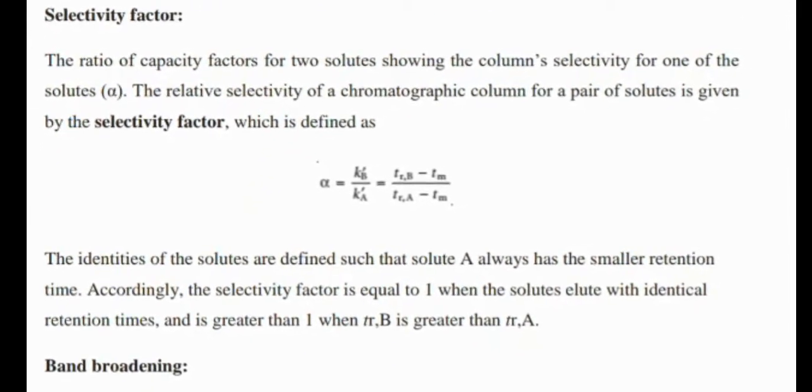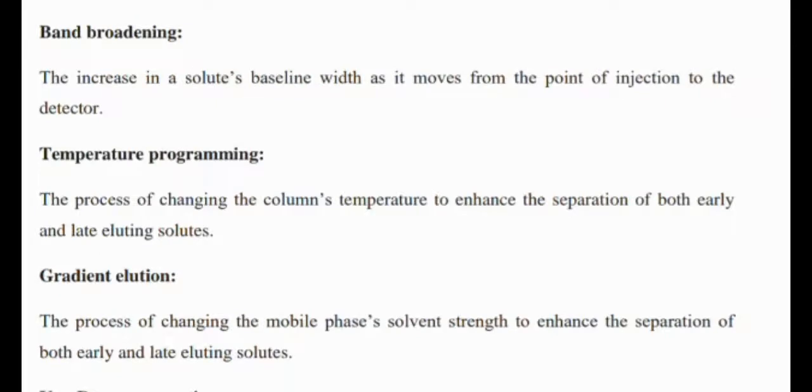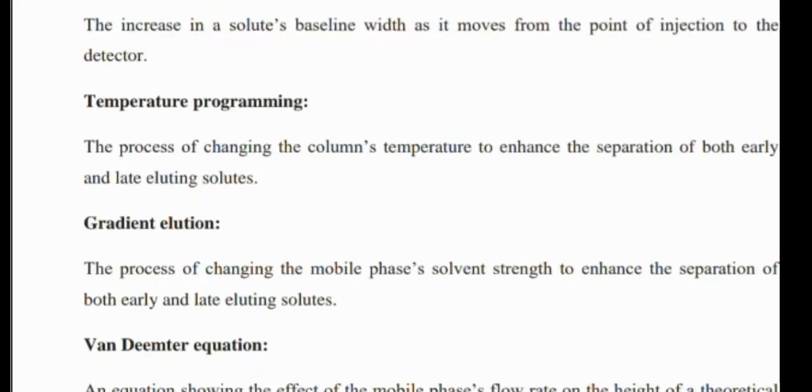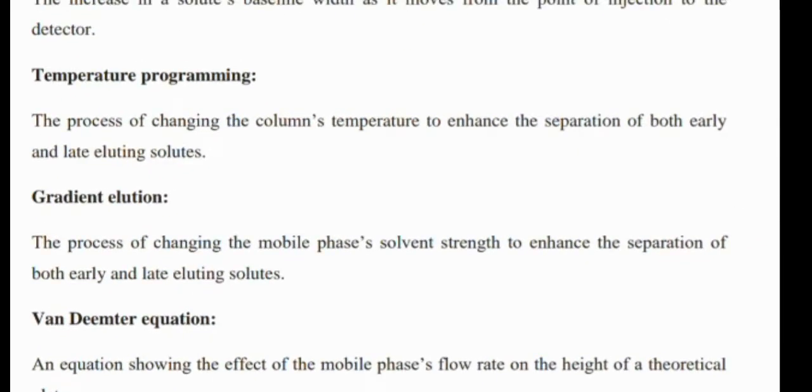Selectivity factor is the ratio of the capacity factors for two solutes, showing the column selectivity for one of the solutes. Then we have the band broadening, the increase in the solute's baseline width as it moves from the point of injection to the detector. Further, we have temperature programming, the process of changing the column's temperature to enhance the separation of both early and late eluting solutes.